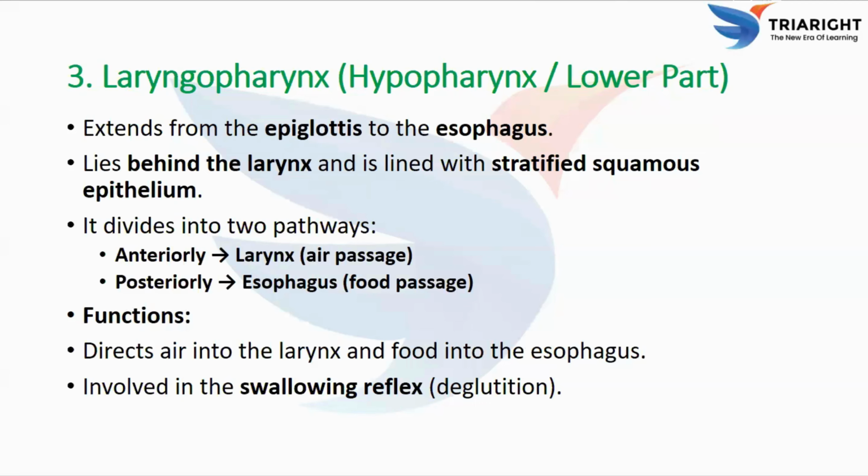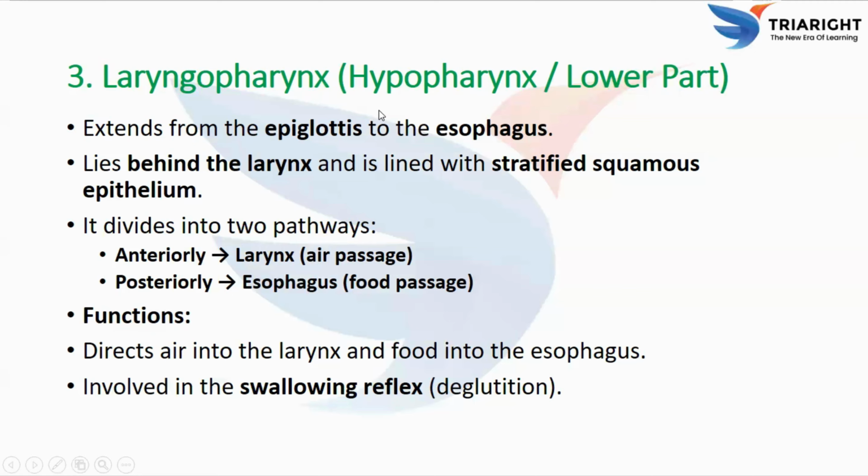It is lined with stratified squamous epithelium. So what does this stratified squamous epithelium do? It protects the laryngopharynx from the friction caused by swallowing food. When you swallow food, there will be friction in the pharynx, and this stratified squamous epithelium protects against that friction.